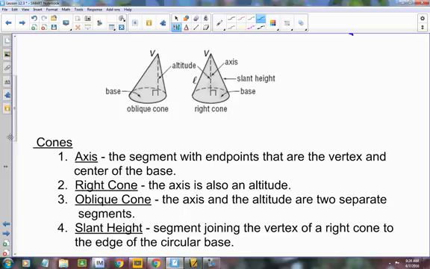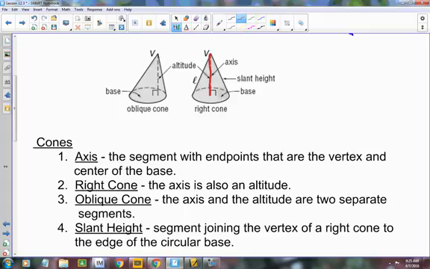Okay, now we're going to talk about the cone. Within the cone, we talked about what an axis was, at least I think we did. Remember, an axis goes from the vertex to the center of the circle. In a right cone, the axis is also the altitude. In an oblique cone, it's not. The altitude doesn't necessarily go to the center, but in the right cone, it goes from the vertex to the center. And we're going to be primarily dealing with the right cone.